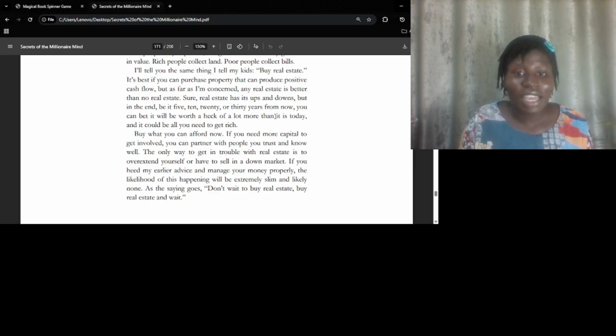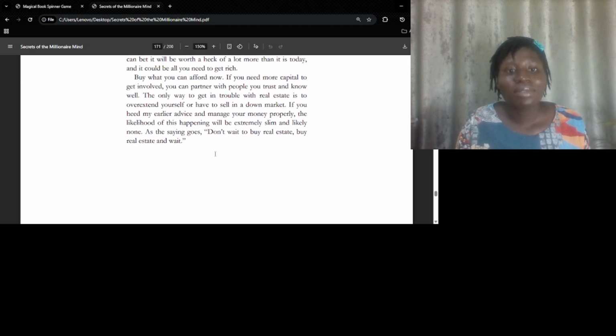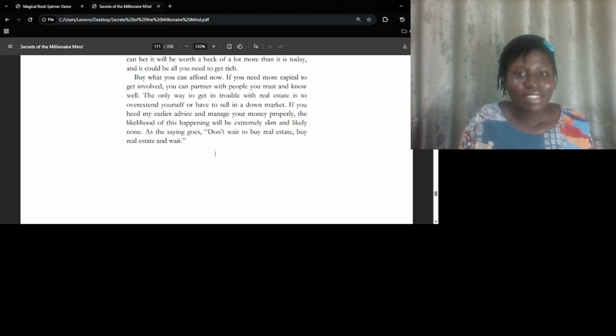The only way to get in trouble with real estate is to overextend yourself or have to sell in a down market. If you heed my earlier advice and manage your money properly, the likelihood of this happening will be extremely slim and likely none. As the saying goes, don't wait to buy real estate, buy real estate and wait.